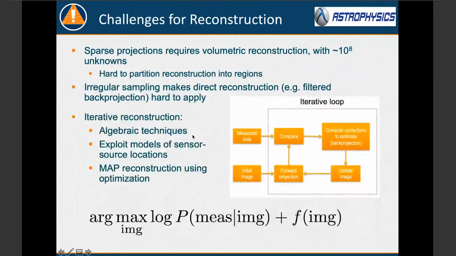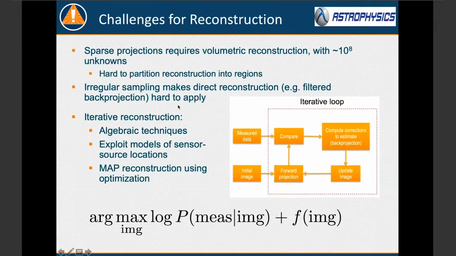Because of the sparse volumetric reconstruction, we were looking to apply techniques that were different from standard filter back projection techniques. The irregular sampling associated with that made the direct filter back projection ideas hard to apply.